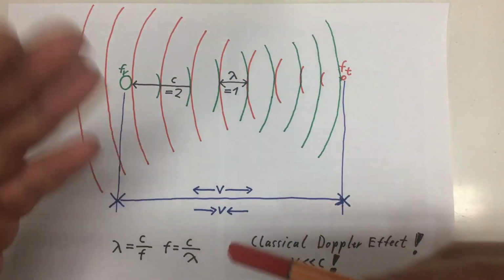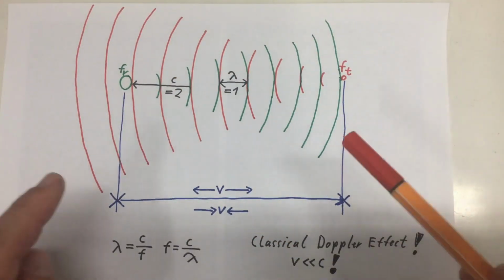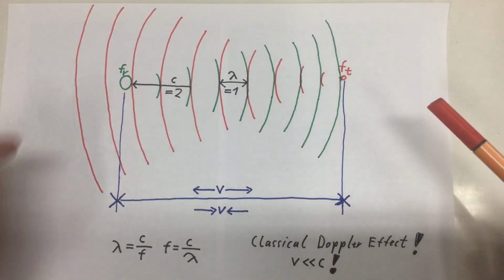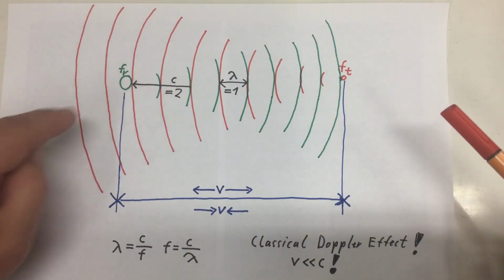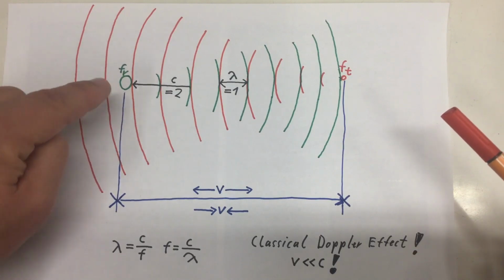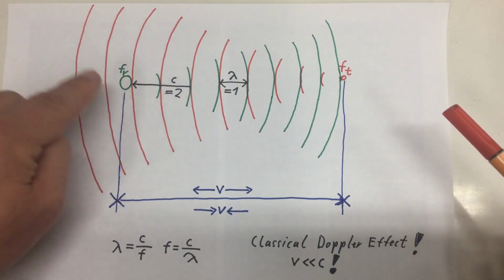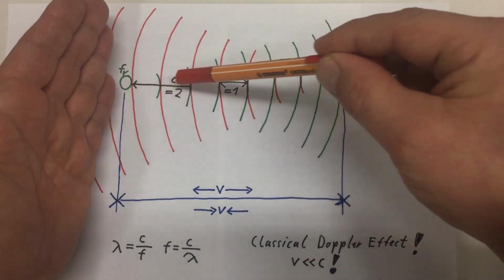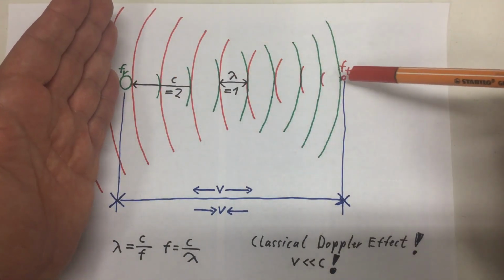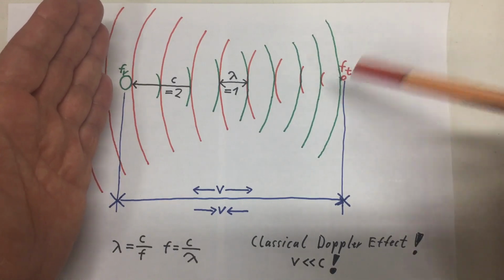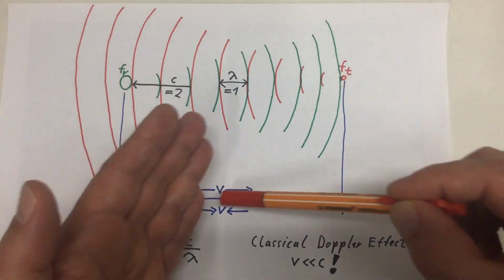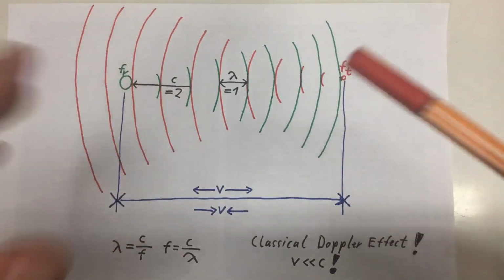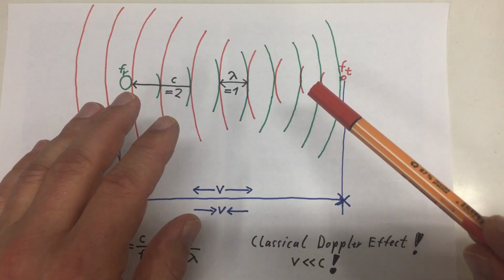But wait, we are talking about a Doppler radar. So our radar is sending out these red waves and they are reflected by some object, and that object sees them frequency shifted according to our formula, and it reflects them back at that frequency to the radar receiver. But there's still velocity here, so the radar receiver sees them again frequency shifted.